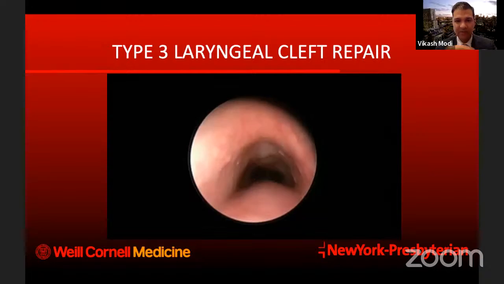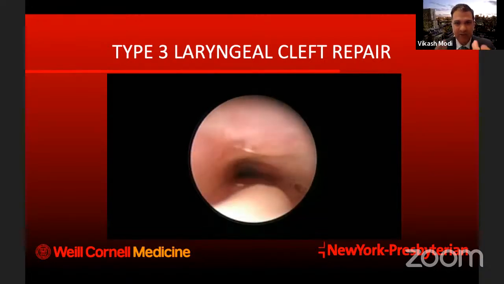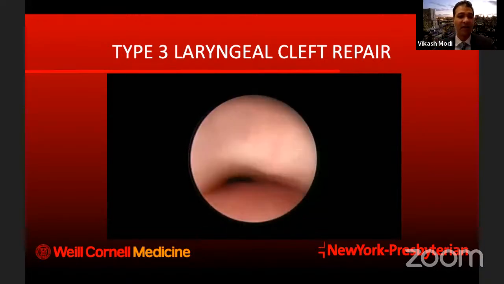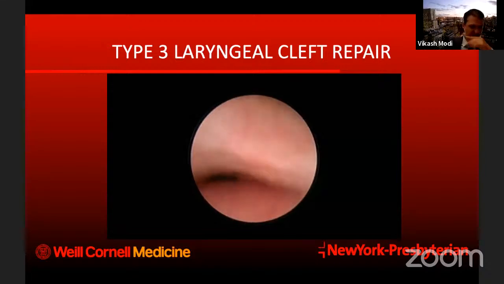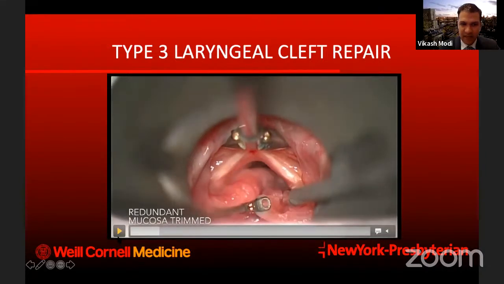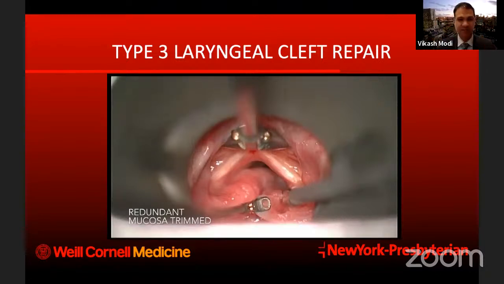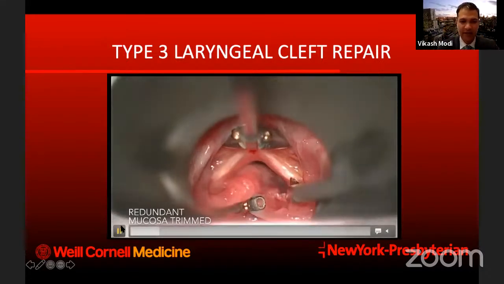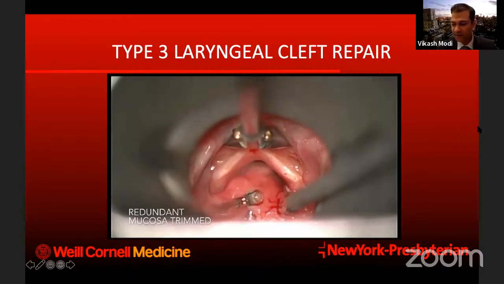What ends up happening with these clefts is the cleft edges start growing into the airway, and that child then starts to obstruct. So in that kid, we put a G-tube, fed them, got them to grow bigger, and then we repaired it at about 3 months of age when they started having respiratory distress from the cleft edges growing into the airway. So the key now is to remove the redundant mucosa first.